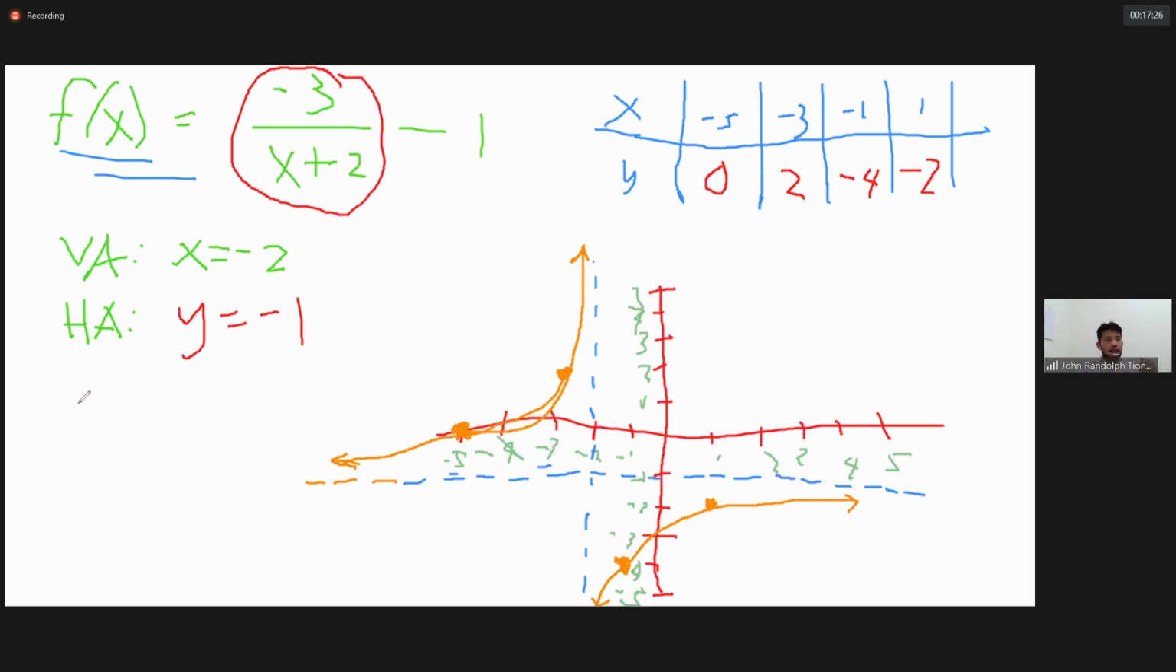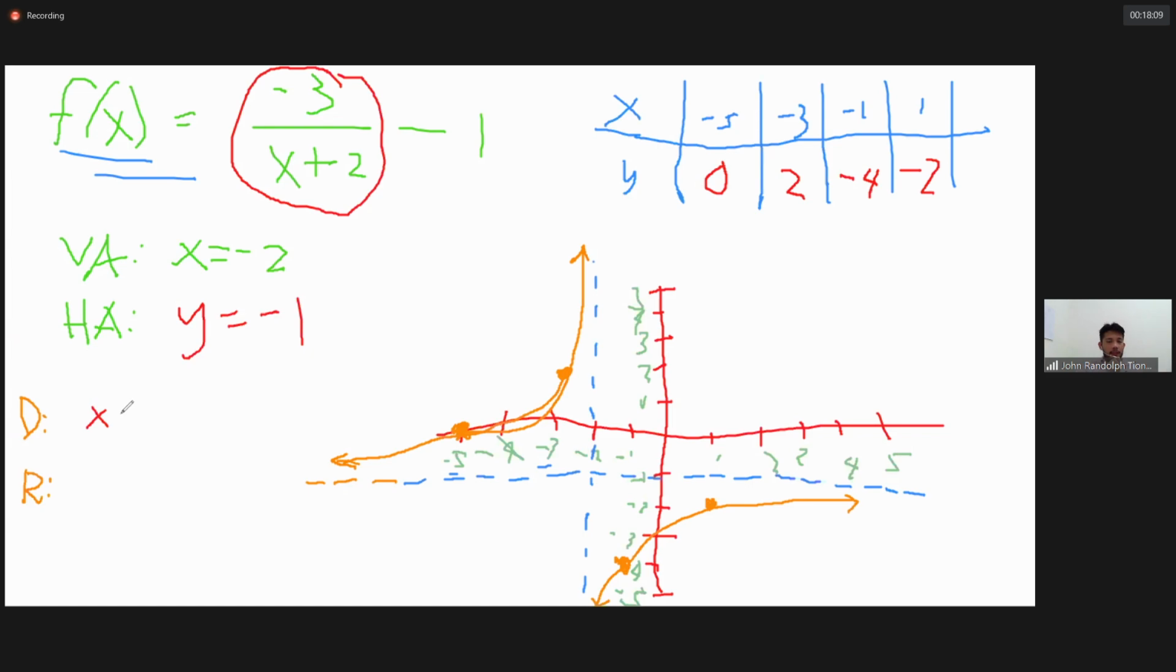Now, if you are asked an additional task here to find the domain and the range, now based on the graph, how are you going to identify your domain and your range? Ano ba yung domain mo dito base sa graph? Okay, can you tell me the domain based on the graph? Tell me the domain.